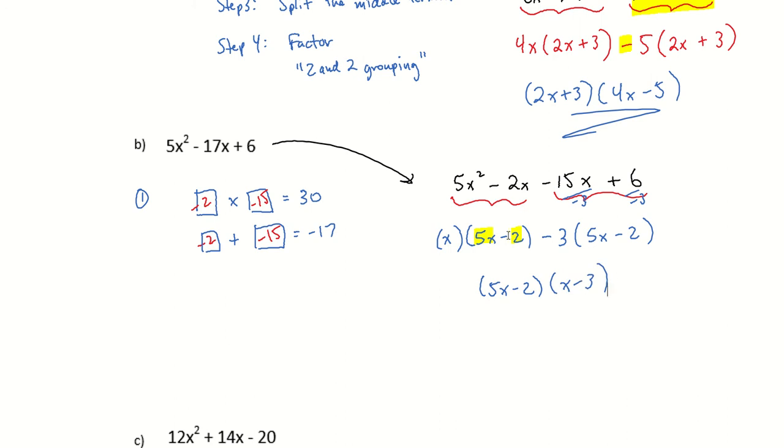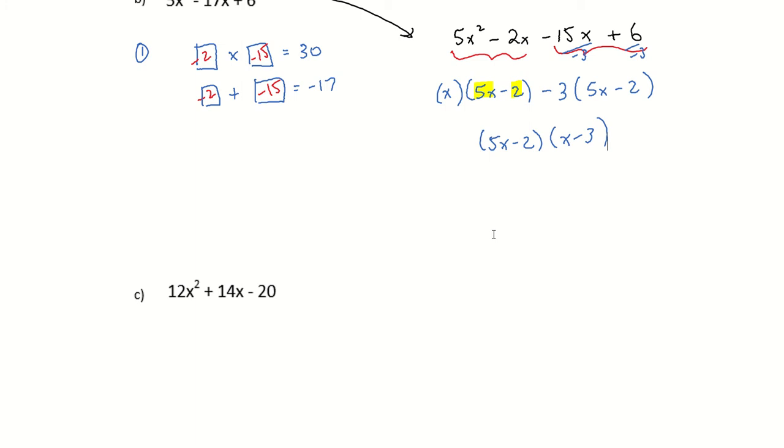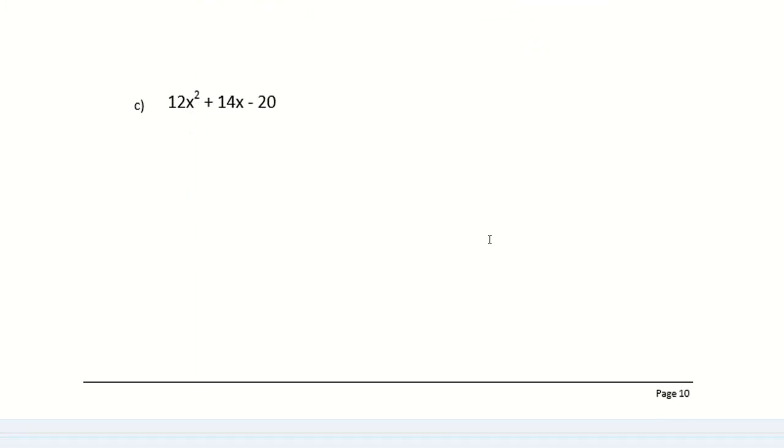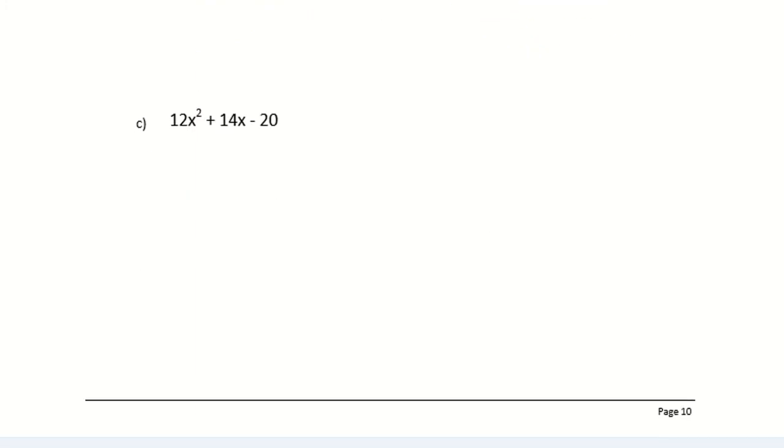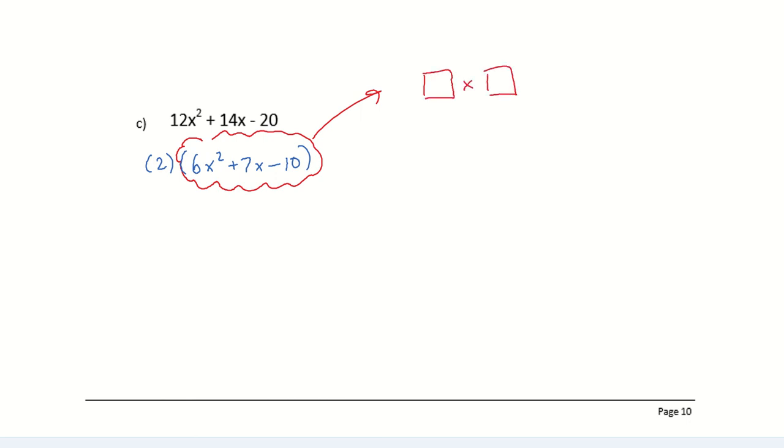For the third one, we definitely want to take out the common factor of 2 before we even get started, because that's going to make our numbers so much more manageable. So now we're really just focusing on this trinomial. The two numbers we are looking for have to multiply out to 6 times negative 10, which is negative 60. That's our target number. And they have to add to the middle coefficient of 7.